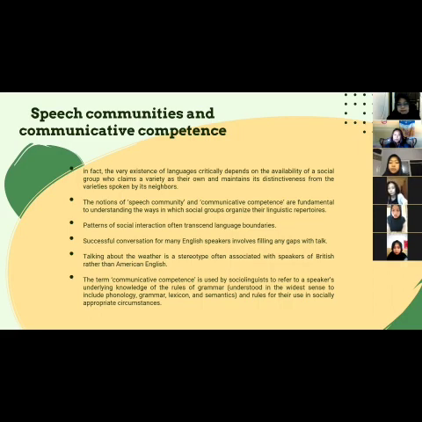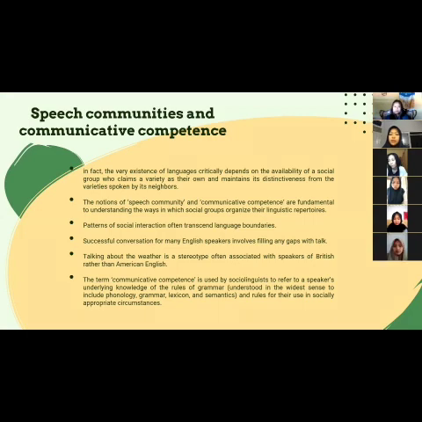A speech community is not necessarily constituted as a language community. Patterns of social interaction often transcend language boundaries. The so-called school of linguistics introduced the notion of speech area and speech-borne language area, with speech area involving shared ways of speaking which go beyond language boundaries, and speech-borne relatedness at the level of linguistic form.